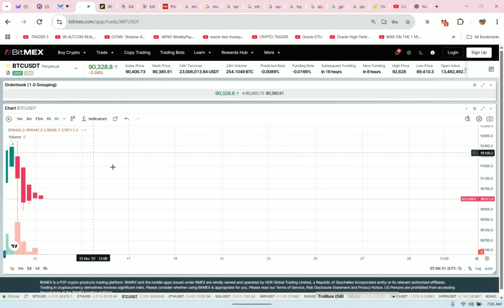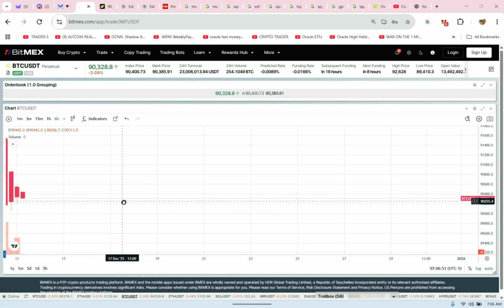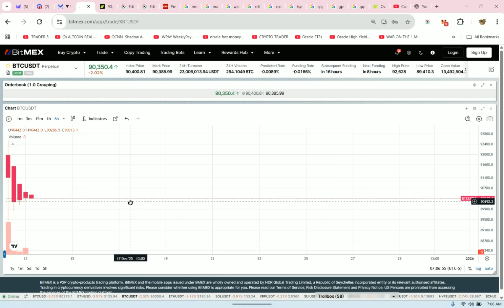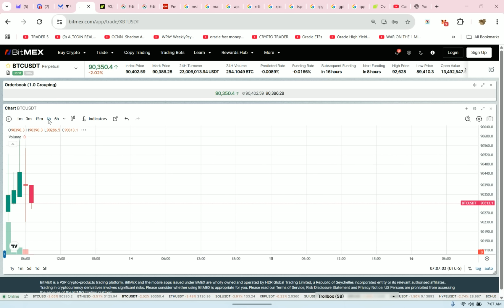I trade in the moment. This 6 hour is the ocean. Bigger the candle, stronger the move. Smaller the candle, weaker the move. This means weaker move at the moment. The next are the waves.